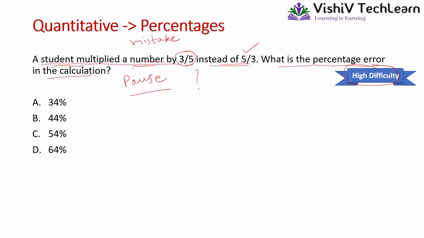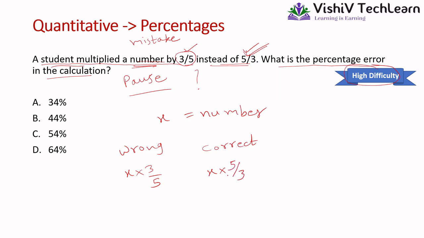Now what was that number? That we don't know. So what we can do is consider X as the number. The number was X. Now what is the mistake? By mistake he multiplied that number with 3 by 5. So we can consider the wrong case, or mistake case, which is X into 3 by 5. This is the mistake. And the correct multiplication would be X into 5 by 3.